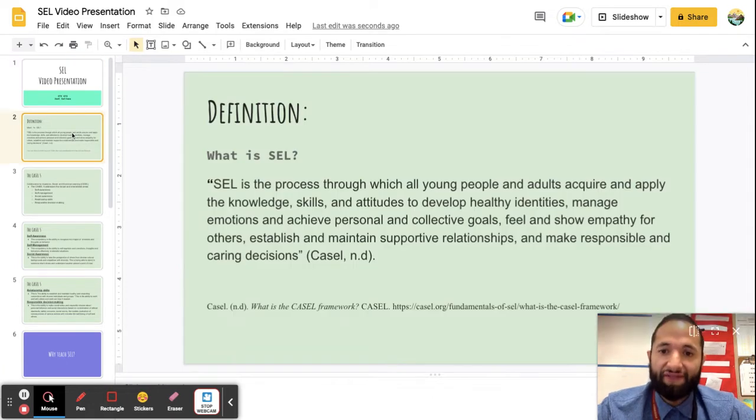So let's start with the definition. SEL is the process through which all young people and adults acquire and apply the knowledge, skills, and attitudes to develop healthy identities, manage emotions, and achieve personal and collective goals, feel and show empathy for others, establish and maintain supportive relationships, and make responsible and caring decisions. This definition is from the CASEL website.